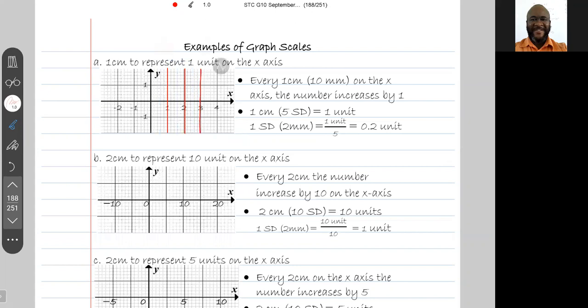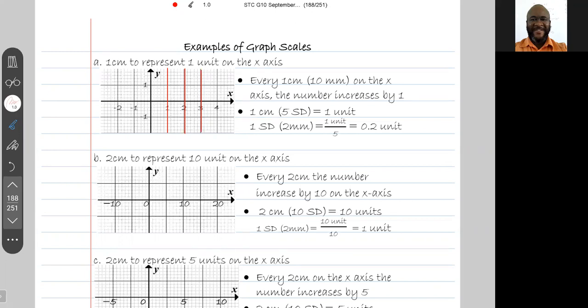Now, the scale on the x-axis here, so the x-axis is labeled, and the scale on the x-axis is 1 centimeter to 1 unit. It means every centimeter on my graph sheet, the number increases by 1. Those red lines are my major grid lines, and they are 1 centimeter intervals. And the scale is 1 centimeter to 1 unit. It means that every centimeter, the number increases by 1.